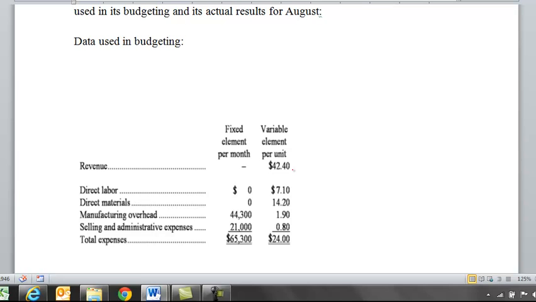Direct labor is always a variable element. Direct materials also always variable. Manufacturing and selling expenses both have a fixed and a variable component as shown here. So total fixed cost is going to be $65,300 for the month. Total variable expenses per unit would be $24 versus the $42.40 per unit.